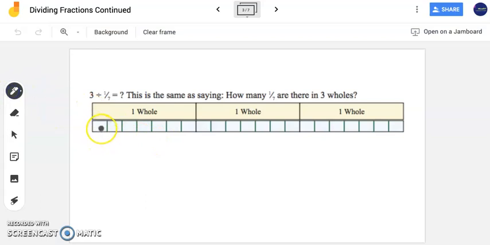So now I'm going to count 1, 2, 3, 4, 5, 6, 7, 8, 9, 10, 11, 12, 13, 14, 15, 16, 17, 18, 19, 20, 21, giving me an answer to this problem of 21 pieces, showing me that there are 21 1/7 in these 3 wholes.